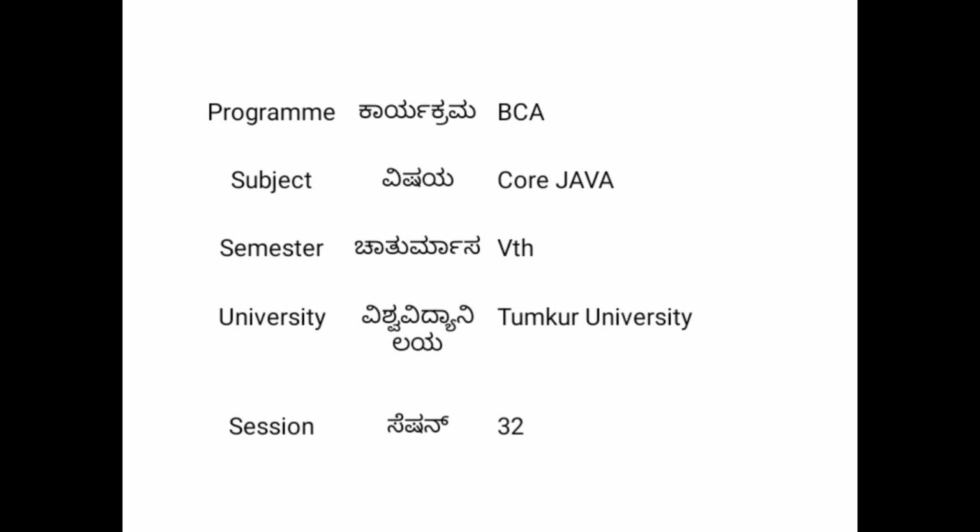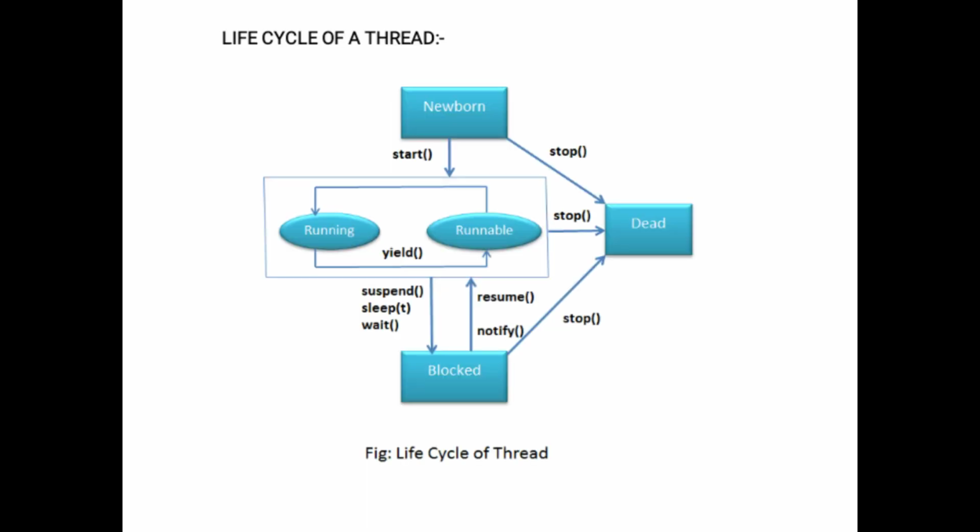Good morning. In today's class, we'll learn about the life cycle of a thread. During the life cycle of a thread, there are many states it can enter. They include newborn, runnable, running, blocked, and dead state. A thread is always in one of these five states. It can move from one state to another via a variety of ways as shown in this diagram.